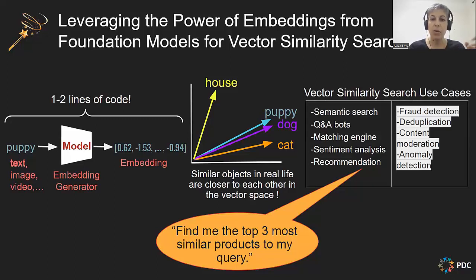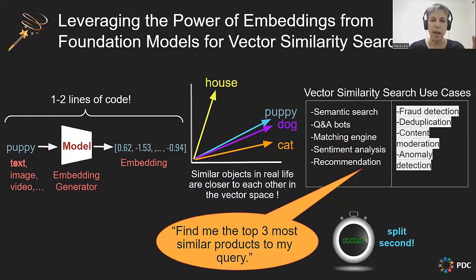If it's content moderation, let's say for an image, and the image is a bad image, it's similar to other bad images, then we do not allow it to be uploaded into our social network application. If a transaction is too similar to other fraudulent transactions, then we don't approve it, etc., etc.